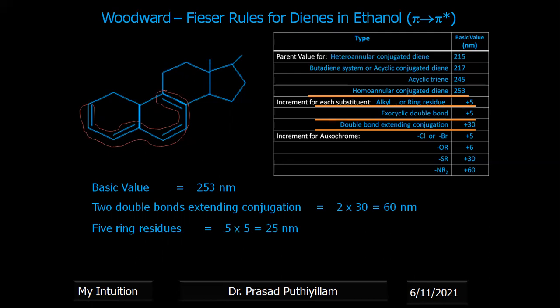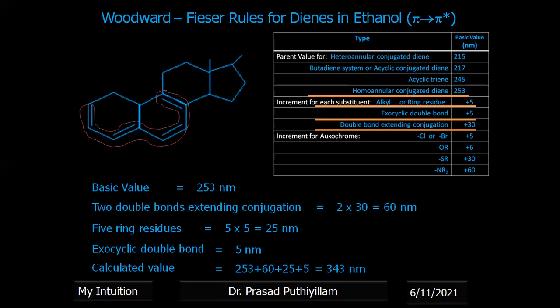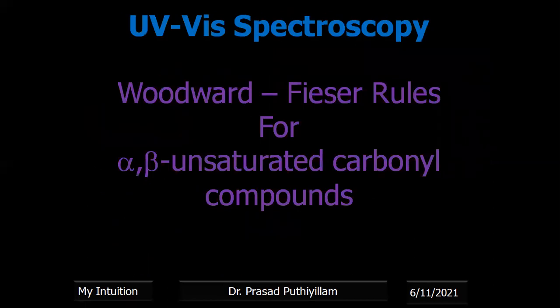Now the exocyclic double bond. How many exocyclic double bonds are there? Is this particular double bond exocyclic? No, it is a part of both these ring structures. This one, relative to this ring, is exocyclic. So one exocyclic double bond is there, and 5 nanometer we need to add. Therefore, the calculated value is 253 plus 60 plus 25 plus 5, which is 343 nanometer.